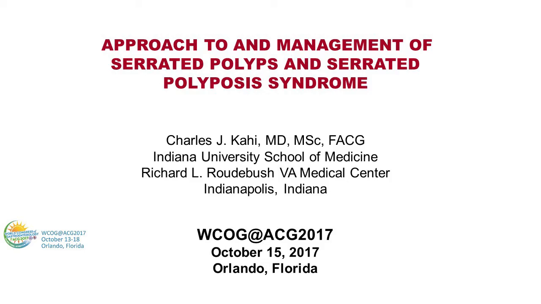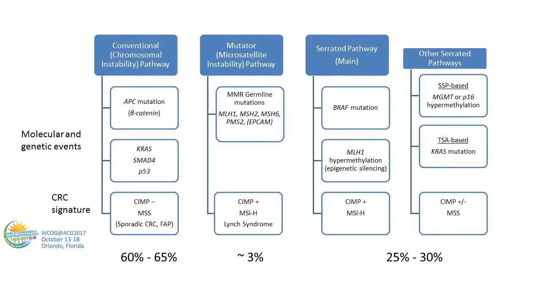We're going to cover a lot of ground in today's talk because the serrated pathway to colon cancer is underappreciated, underrecognized, but extremely important to colon cancer prevention in today's landscape. Now, no two colorectal cancers really have the same molecular or genetic signature. It's a very molecularly heterogeneous disorder. However, we broadly recognize three pathways that lead to colon cancer.